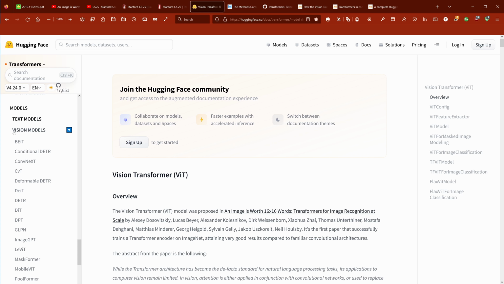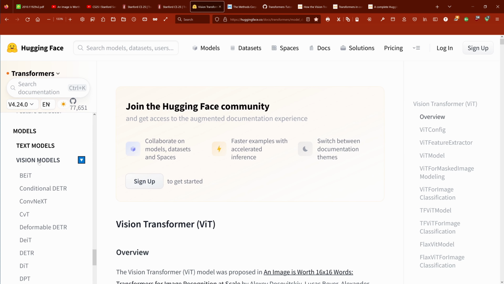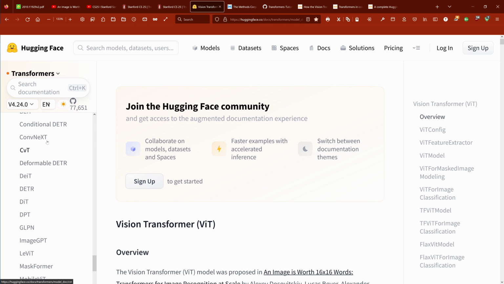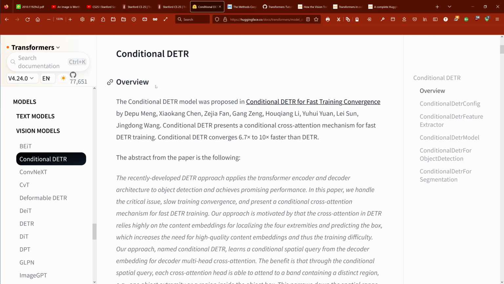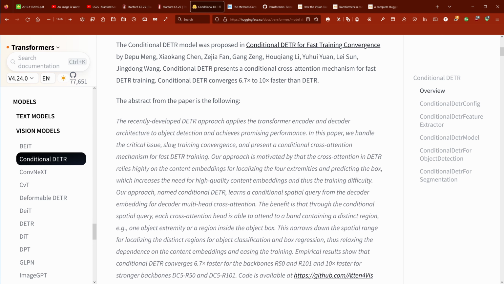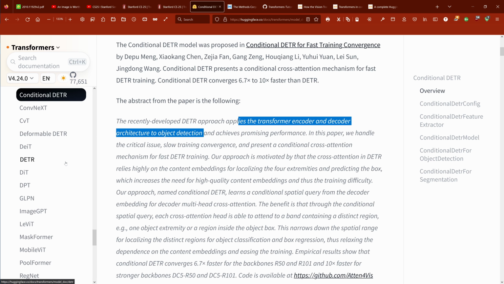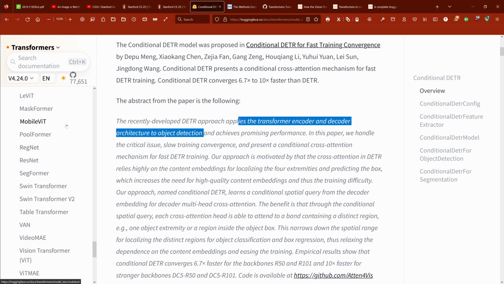No, I'm now in the vision models, as you can see. Let's make it a little bit bigger. Vision models, great. And now I can see, oh yeah, wow, this sounds interesting to me. And wherever you go, you have an overview. This is the first paper, and you have here an abstract from the paper, and you have an idea what it is. Applies transformer encoder and decoder architecture to object detection. Okay, this is nice.